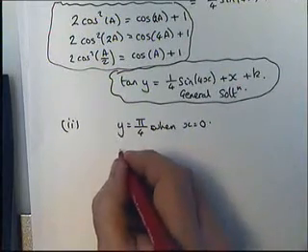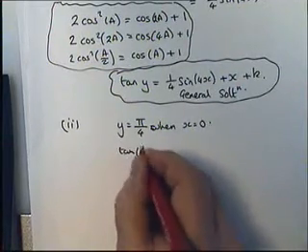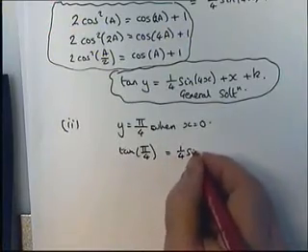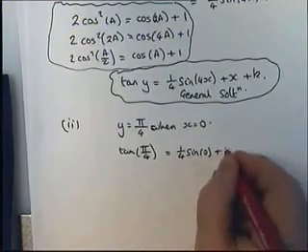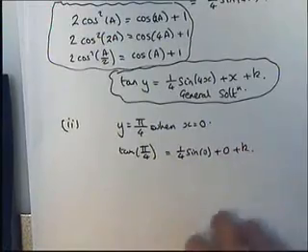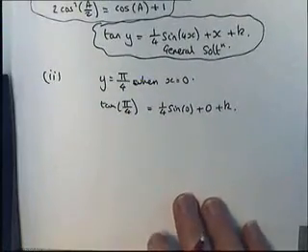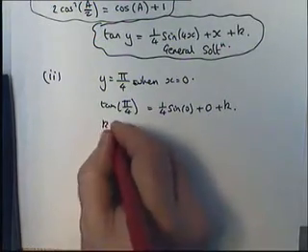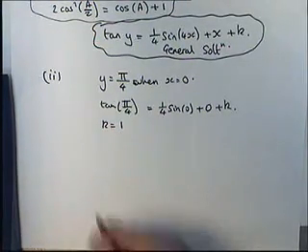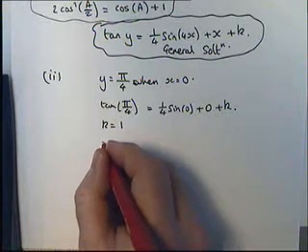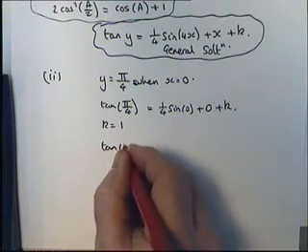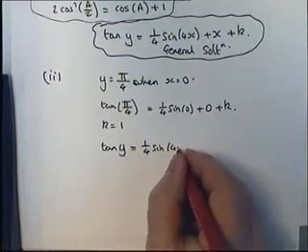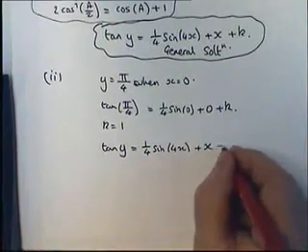And we get tan of pi by 4 equals a quarter of sine of 0 plus 0 plus k. Now don't forget you need your calculator in radians. If it's on degrees, then make sure it's in radians. And we get k is equal to 1. So our particular solution is going to be tan of y equals a quarter sine of 4x plus x plus 1.